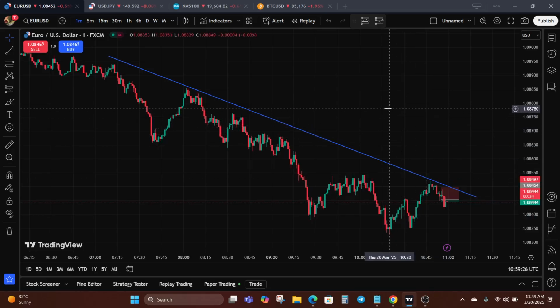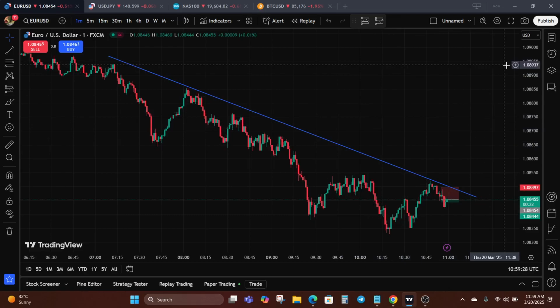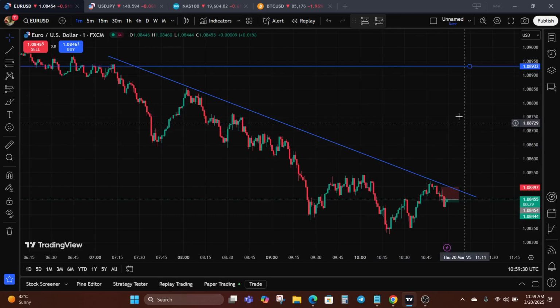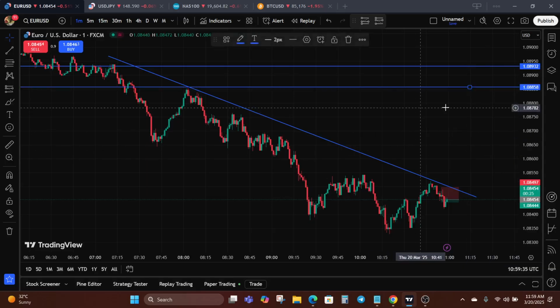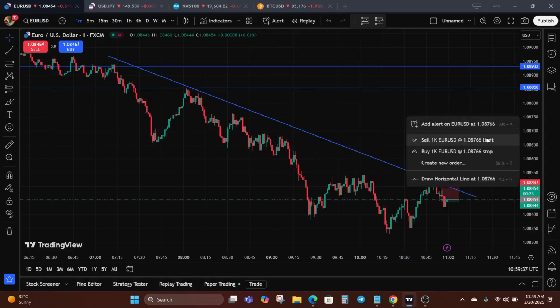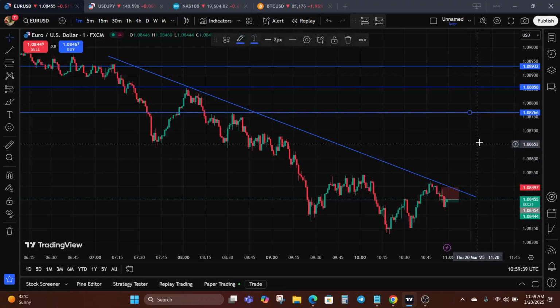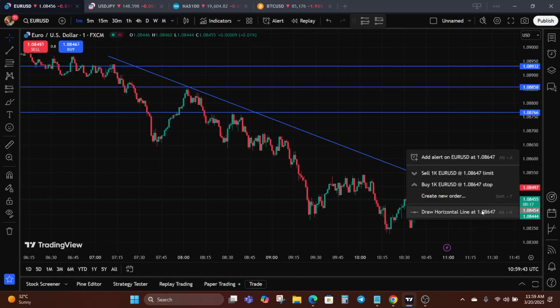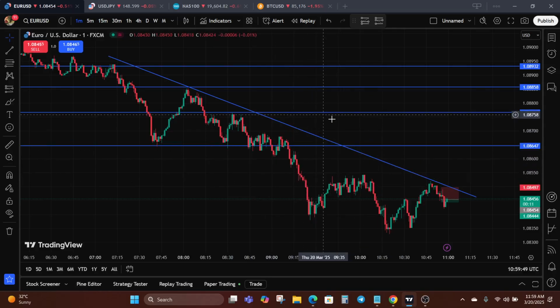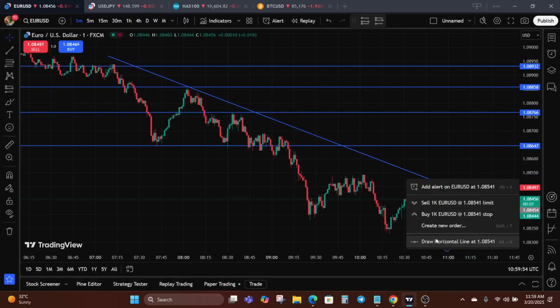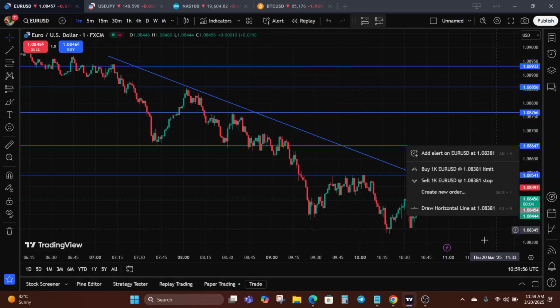You just identify key price levels on your chart where the market tends to reverse. These act as buying or selling zones to enter smart trades.